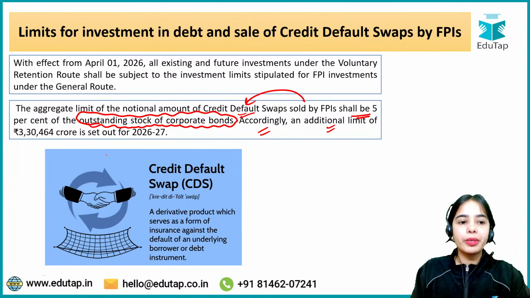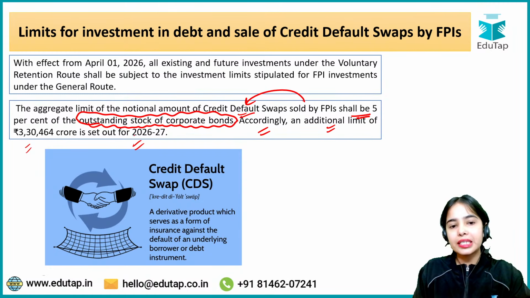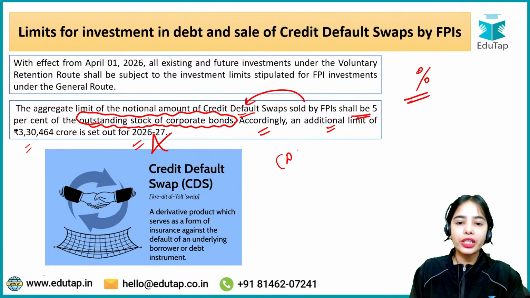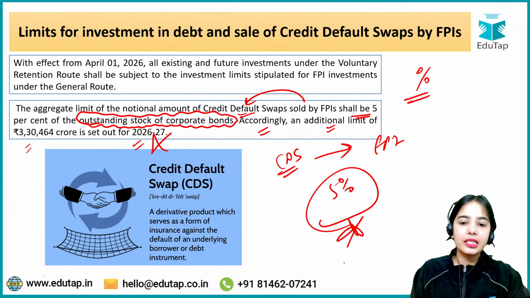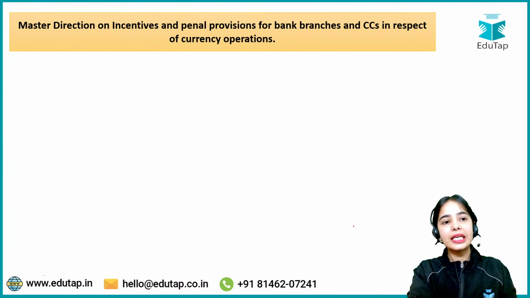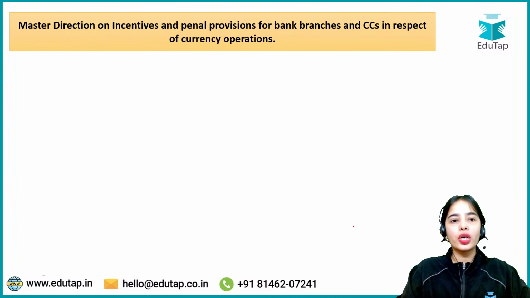Accordingly, an additional limit of 3,30,464 crore is set out for 2026-27. Now this is the idea. The amounts you don't have to remember, the percentages are important that you have to remember. So for the credit default swap, what is the limit for the FPIs? It is 5% for 2026-27. That is the idea.